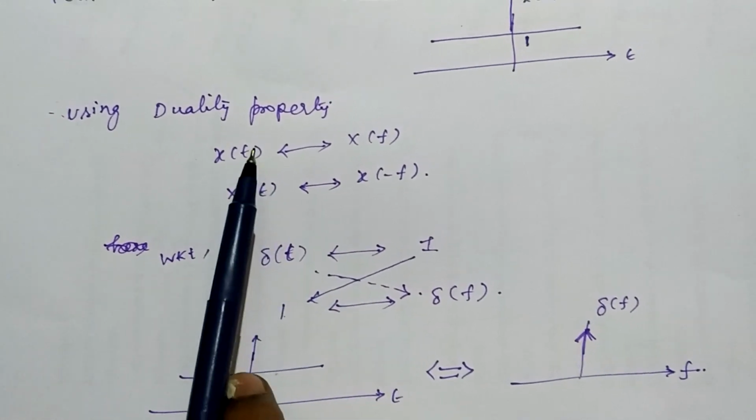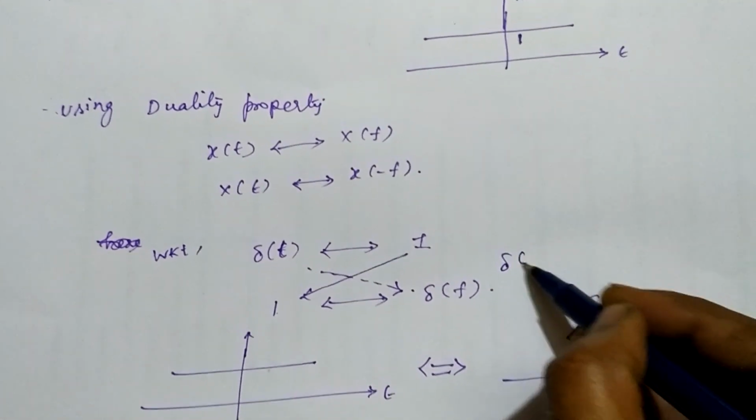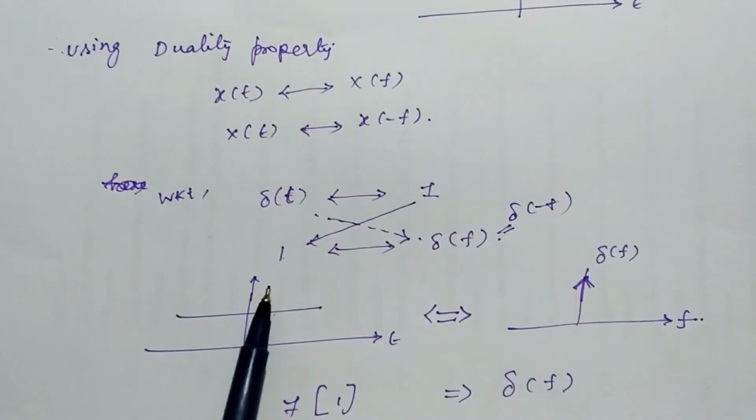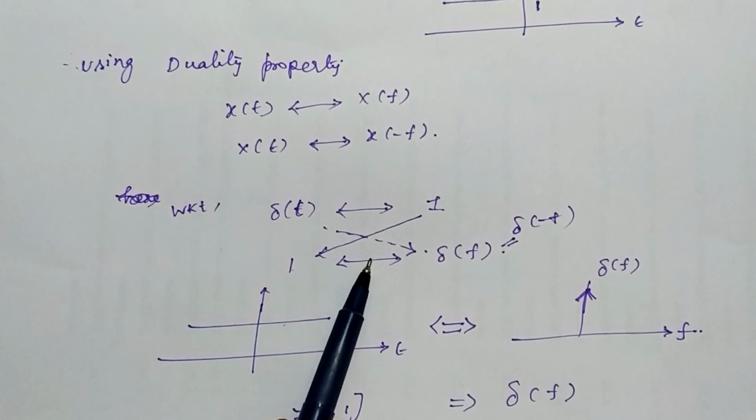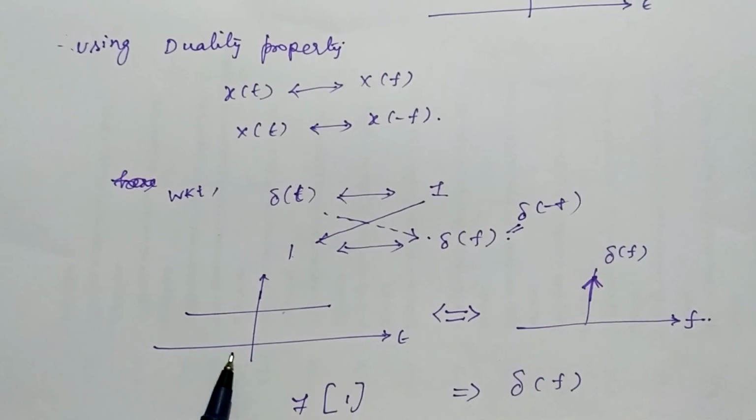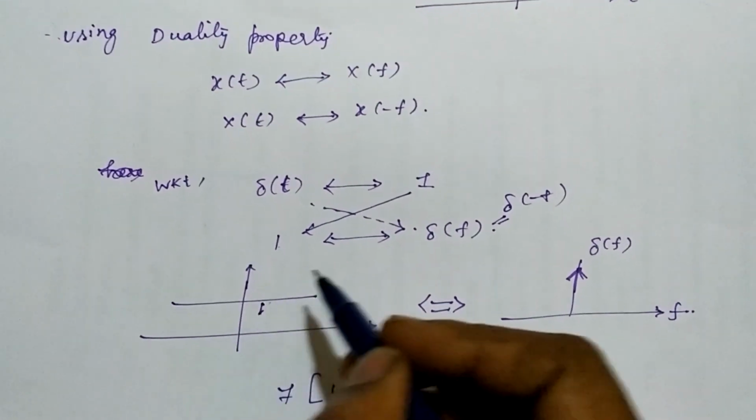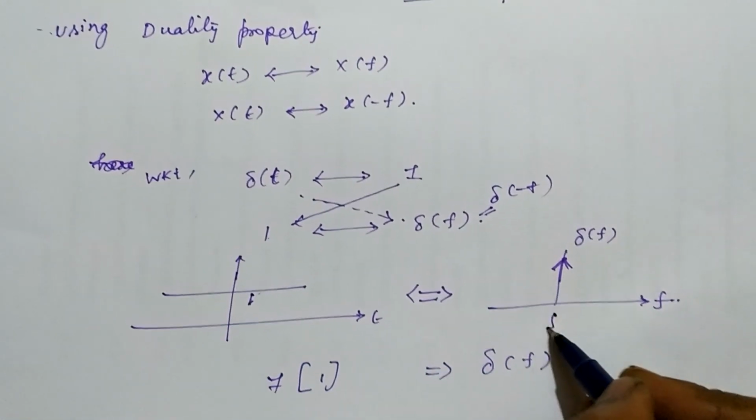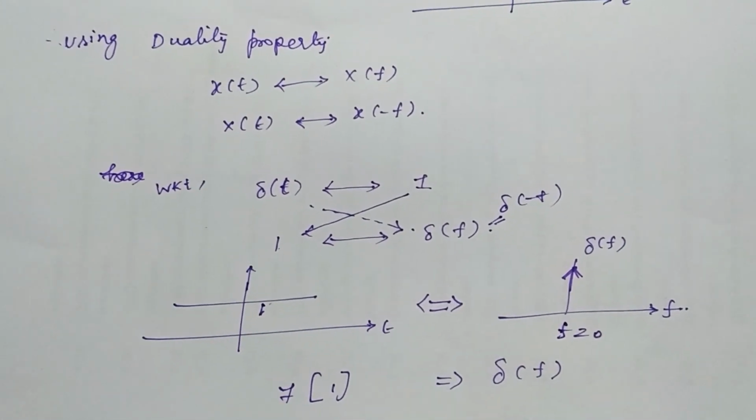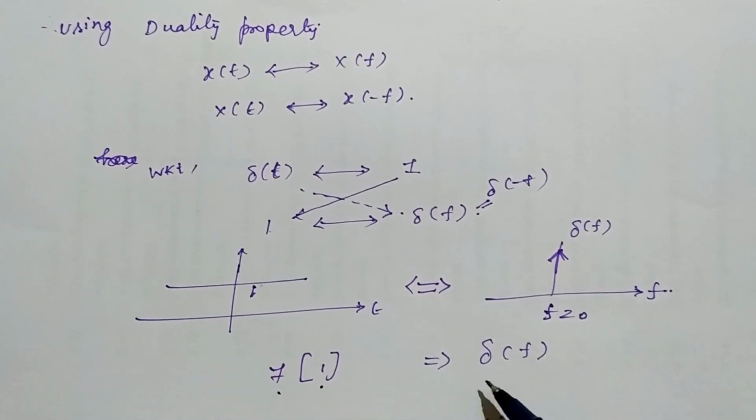So δ(t) replaces with minus f. Both are the same: δ(−f) and δ(f) are the same. Therefore, we arrive at the Fourier transform of a constant DC signal being an impulse function in the frequency domain. In the time domain, it has a constant value whose magnitude is 1. The corresponding Fourier transform is an impulse function located at frequency f = 0. So again, the Fourier transform of a constant signal is equal to δ(f).